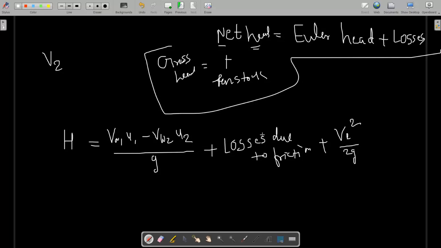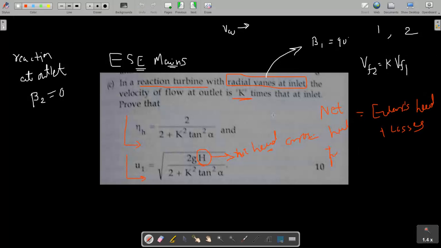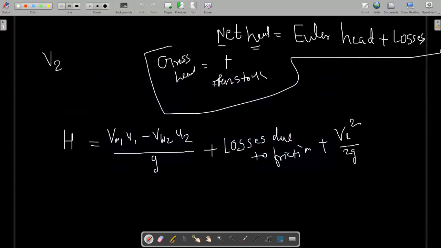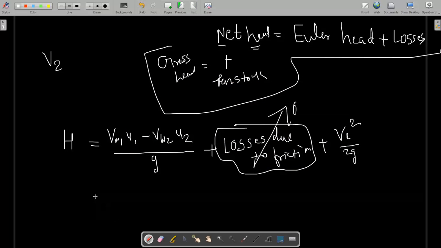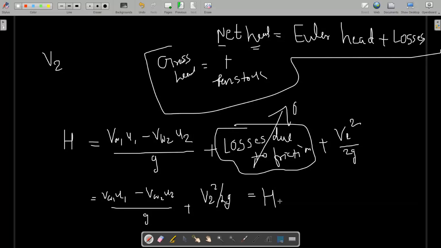Now here there is nothing mentioned in the question about losses, so we will neglect this term. So the only terms we have left are (Vw1 u1 minus Vw2 u2) divided by g, plus V2 square by 2g. So this is the net head available. Now we will draw the velocity triangles for inlet as well as outlet.